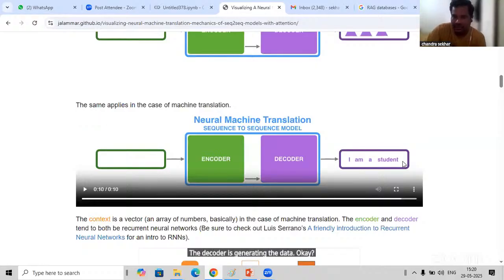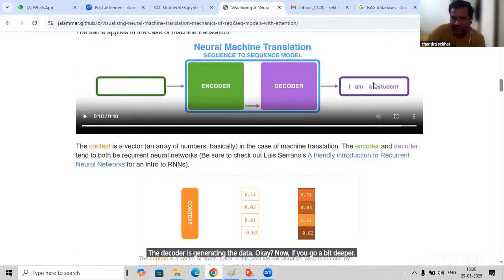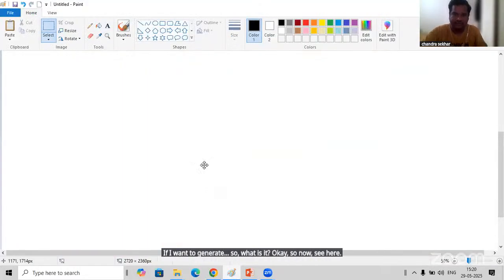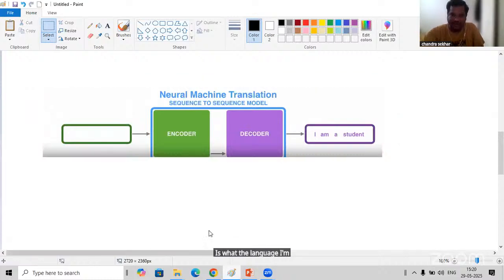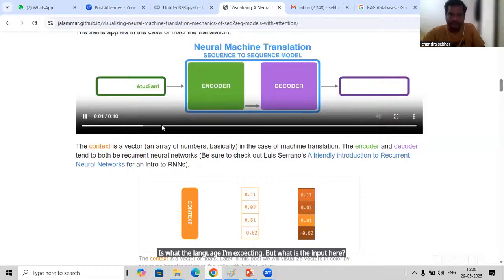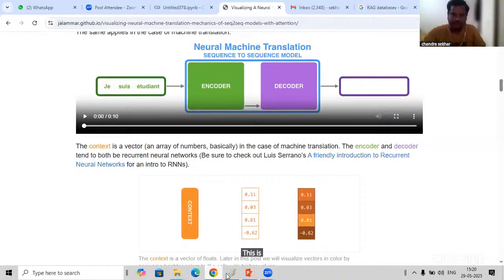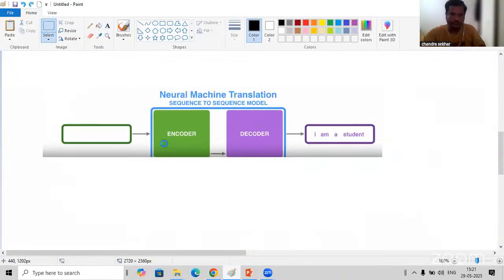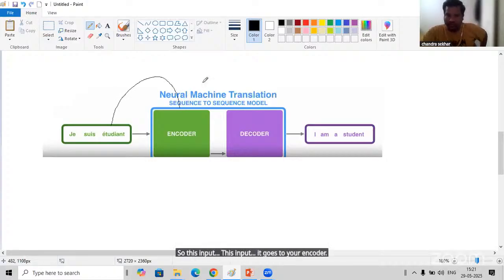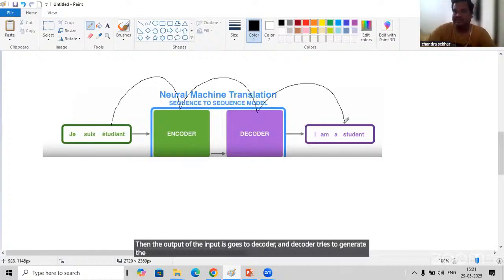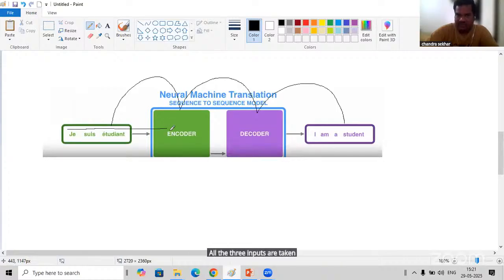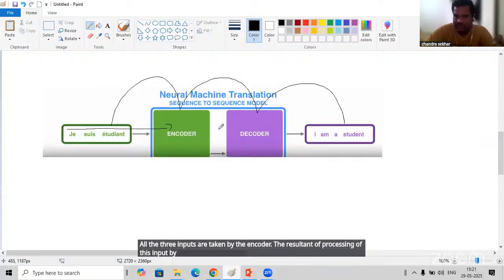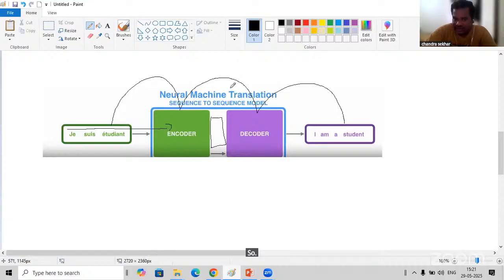Now, if you go a bit deeper, my target is to generate the language: "I am a student" is the language I'm expecting. But what is the input here? This input goes to the encoder. Then the output of the encoder goes to the decoder, and the decoder tries to generate the target language. Initially, all the three inputs are taken by the encoder. The result of processing this input by the encoder will be given as a single context vector. So I am passing the single context vector to the decoder.